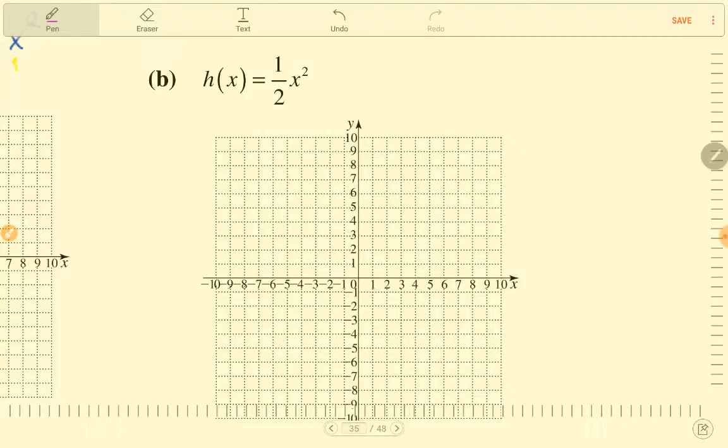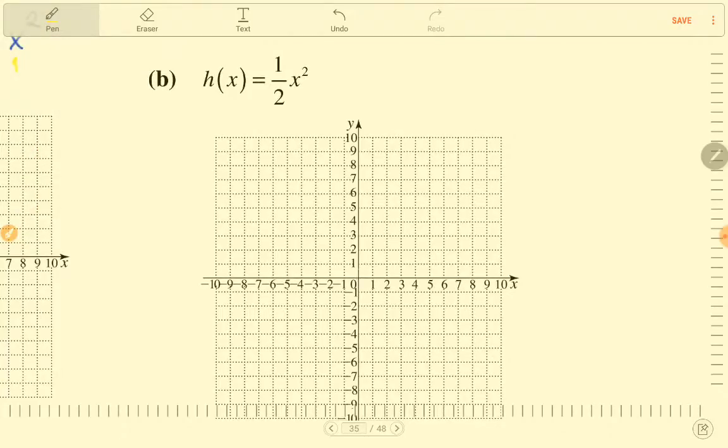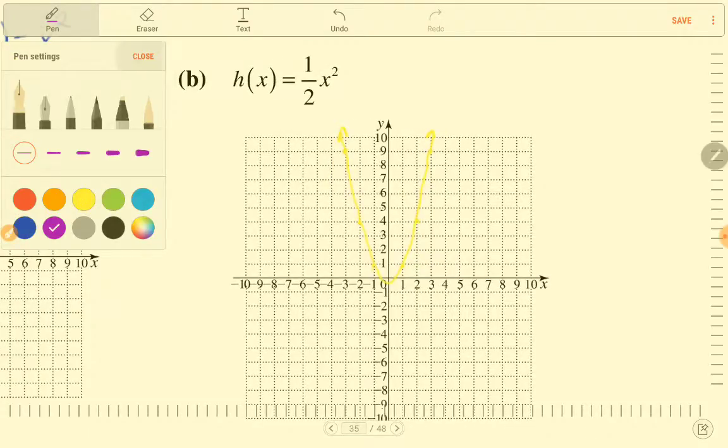So again, we see the parent function is still going to be the yellow, like it was before, and I'll do that again. So the parent function goes through these key points. I like seeing the original so we can see how the translated version is different from the original.